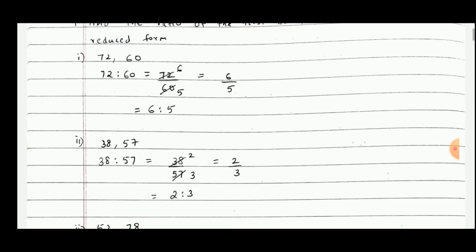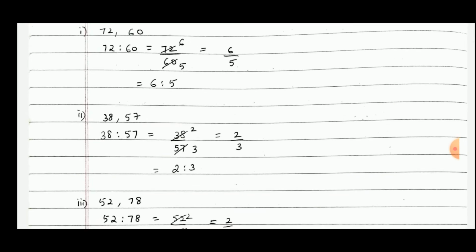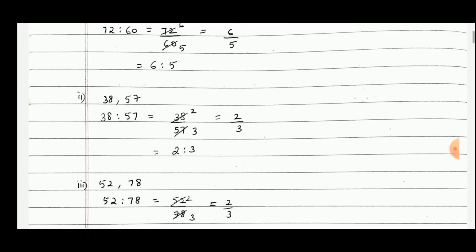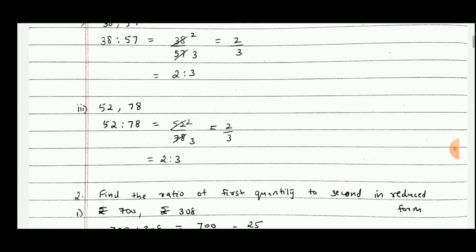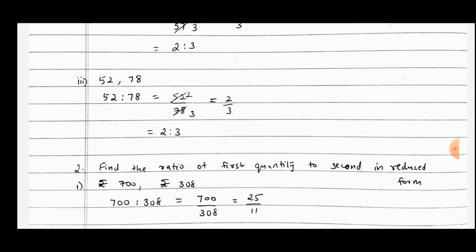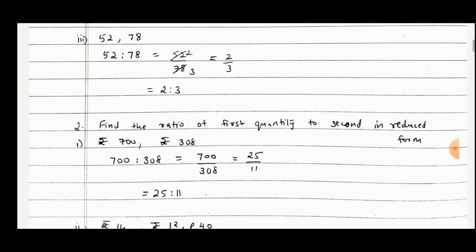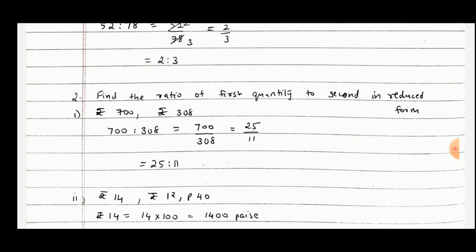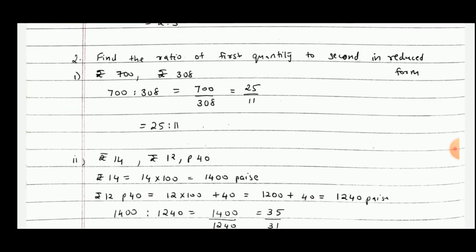Then 38 upon 27. Then 38 upon 57. The common factor is 19. 19 twos are 38, 19 threes are 57. So the reduced ratio is 2 is to 3. Then 52 upon 78. So 26 twos are 52, 26 threes are 78. So 2 upon 3. Now find the ratio of the first quantity to the second in the reduced form. 700 is to 308. So 700 upon 308. So this will be equal to 25 upon 11.